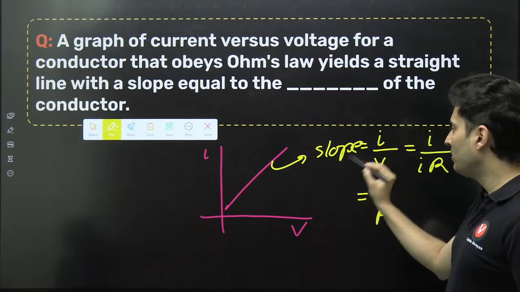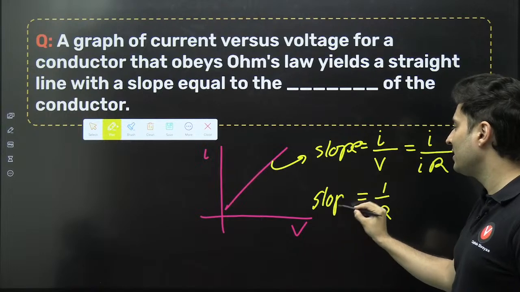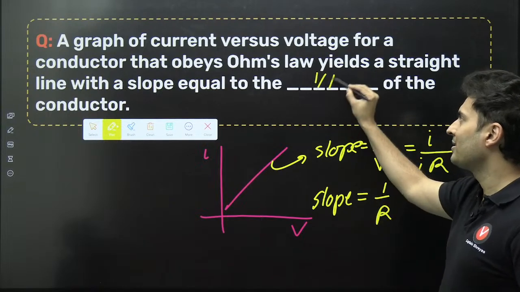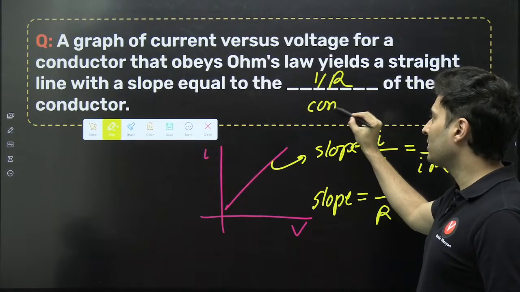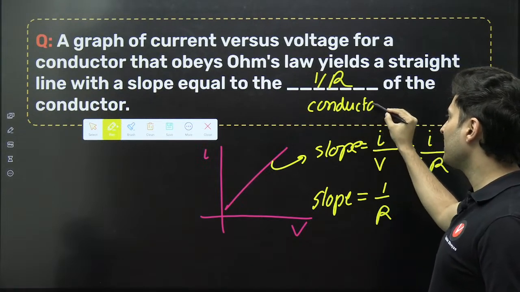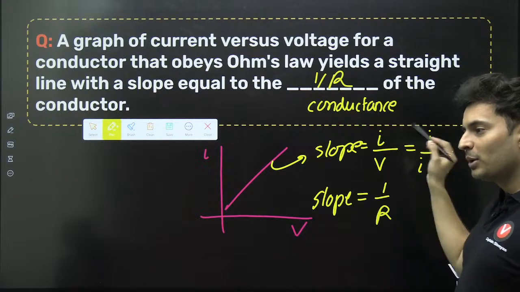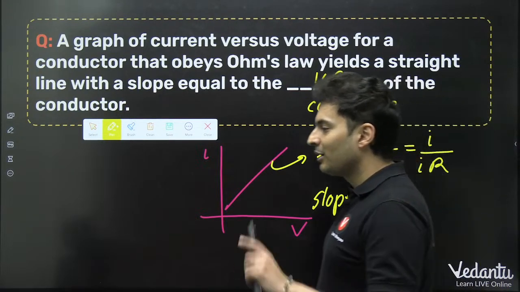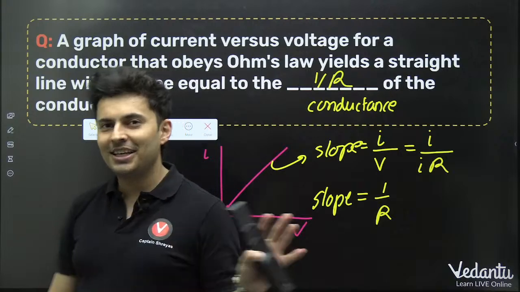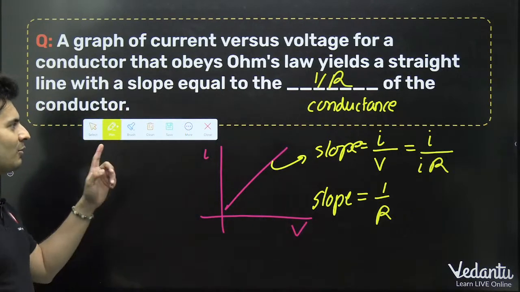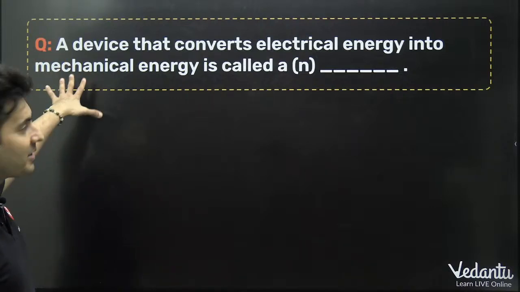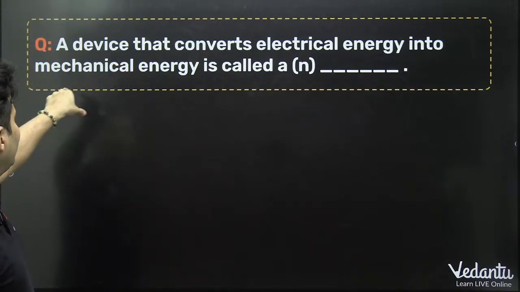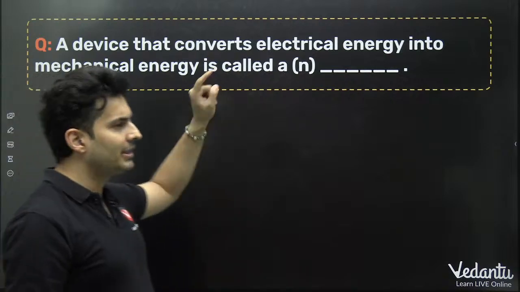So a lot of you might be thinking, sir, the slope was resistance. No, the slope is 1 by resistance, or you can just call it conductance. So that would be the appropriate word. If you answer R, then -1. If you answer 1 by R, then +4. See, such tricky things.